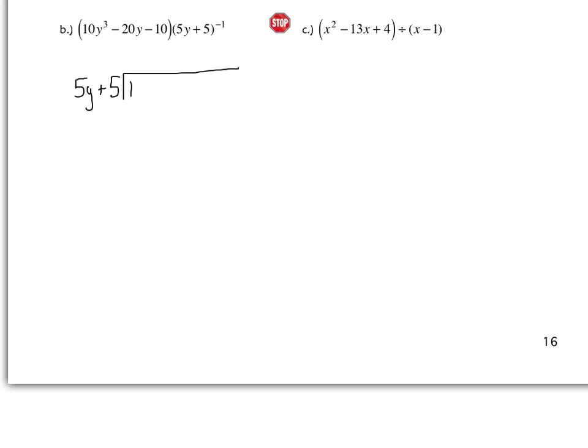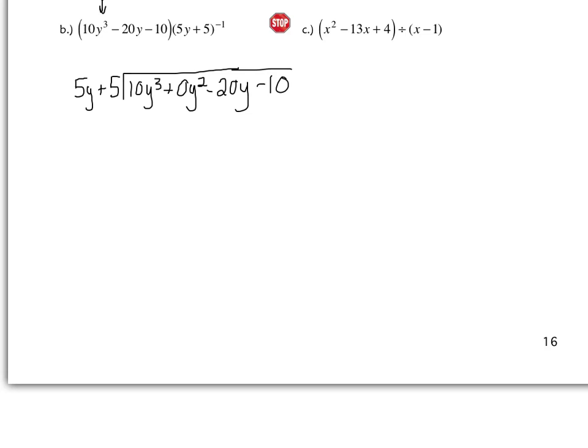It's 10y cubed. Now, notice what I said before. You have to account for every value of y that's lower than what you start with. So we're starting with a y to the third. We don't have a y squared. We have to account for that. This is called a placeholder. We're going to put a plus 0y squared. And then we have our y value minus 20y, and then our constant minus 10.